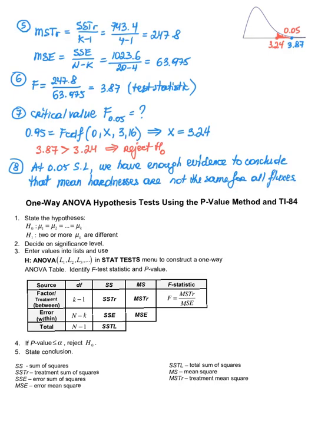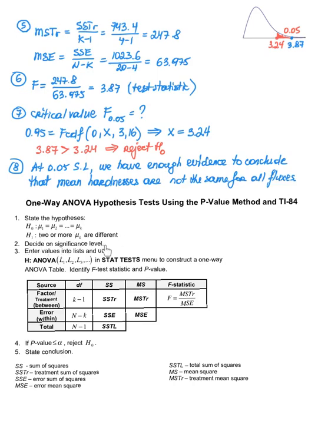The following outline describes how to perform a one-way ANOVA hypothesis test using the p-value method on the TI-84. This method is very useful when you have raw data given to you. As usual, we start by stating the hypothesis, which is a standard statement. The null hypothesis says the means are the same, and the alternative says two or more means must be different.